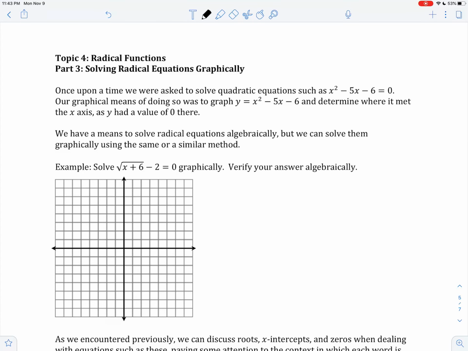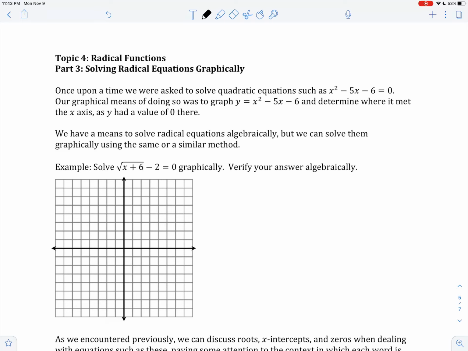Generally speaking, they're kind of the same. In one sense, what you want to do is graph y equals the left side, graph y equals the right side, and find the x values where they intersect. In the case where one side is 0, though, we can just say that it'll happen wherever we hit the x-axis, as we'll see. Feel free to give this a try if you want. We're going to solve it graphically. We're going to verify it algebraically.